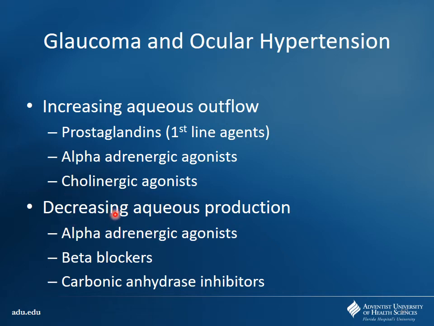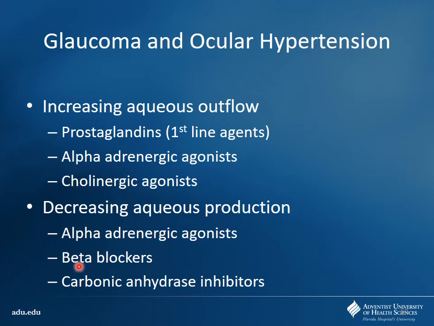Okay, and then we can also have some drugs that work to decrease aqueous production. Notice there's a little bit of bleed over here where our alpha adrenergic agonists are going to be working here as well to do this. This is where our beta blockers are going to come into play. Can you imagine what type of receptors they work on? Beta receptors, right? So these are going to be useful to help decrease aqueous production.